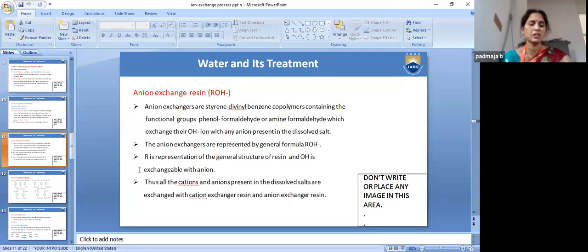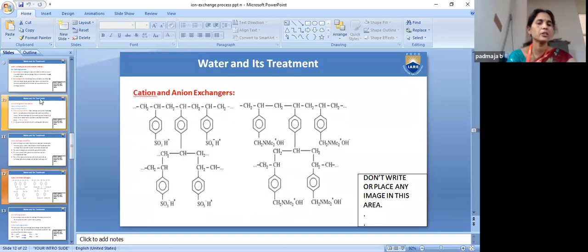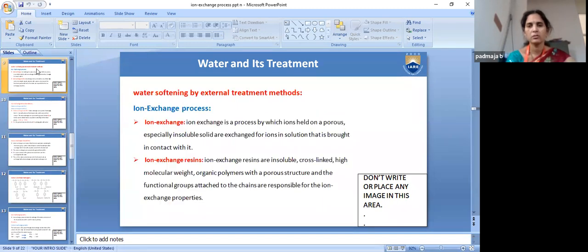All this we discussed in the class, students. I am just repeating. So all the cations and the anions present in the dissolved salts are exchanged with the cation exchanger resin and anion exchanger resin. So the cations and the anions present in the water, that is nothing but dissolved salts, will be exchanged with the cation exchanger resin and anion exchanger resin. Okay, students, are you listening to the class?